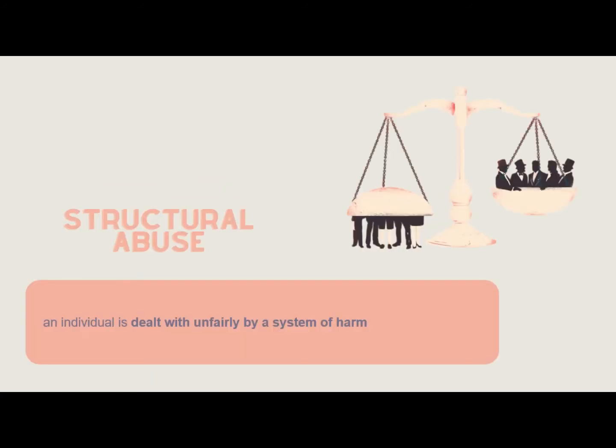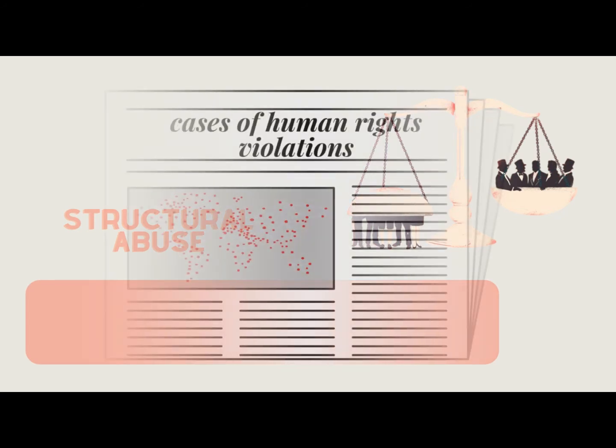Structural abuse. Structural abuse is the process by which an individual is dealt with unfairly by a system of harm in ways that the person cannot protect themselves against, cannot deal with, cannot break out of, cannot mobilize against, cannot seek justice for, cannot redress, cannot avoid, cannot reverse, and cannot change.